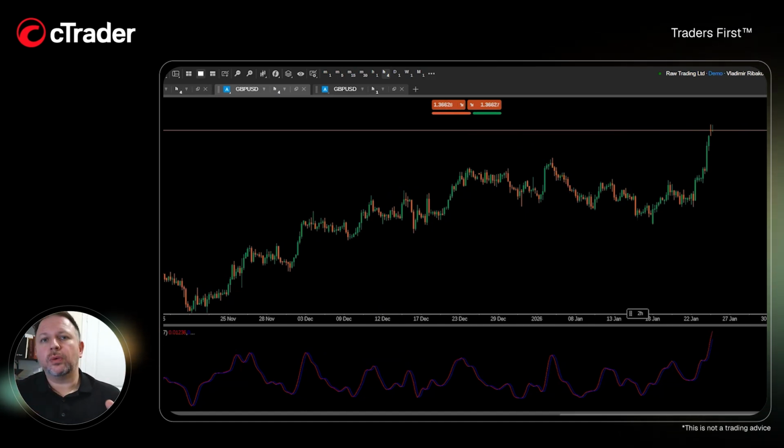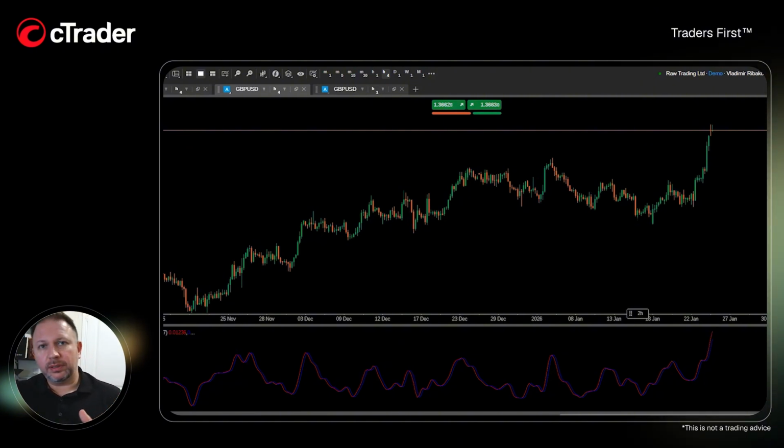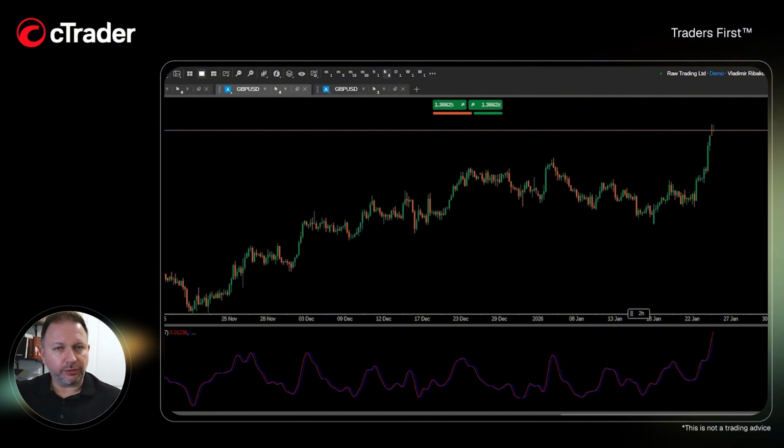You can also apply this indicator in cBots to automate your entries and exits, for example, on crosses. When the cycle line crosses above the trigger line, you can automate an entry in the bullish direction. When the cycle line crosses below that trigger line, you can automate it to make a sell trade for you.